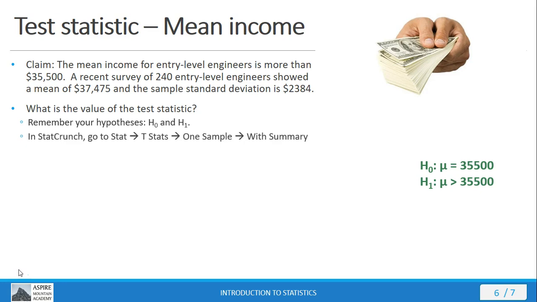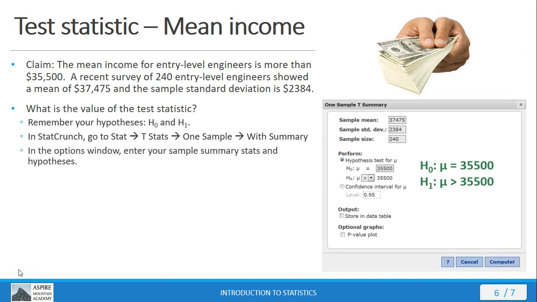Next, we're going to use StatCrunch. So we'll go to Stat, T-Stats, one sample with summary. We're going to use T-Stats because we don't know what the population standard deviation is. We know what the sample standard deviation is, but not the population standard deviation. So we want T-Stats. Then we're going to use one sample because we've got just the one sample. And we don't have any actual data, so we have to select with summary.